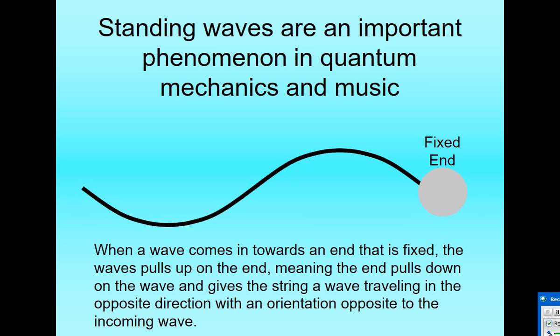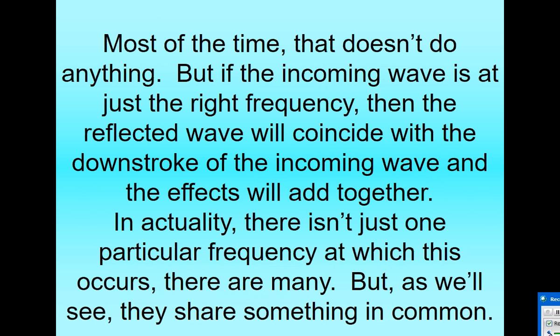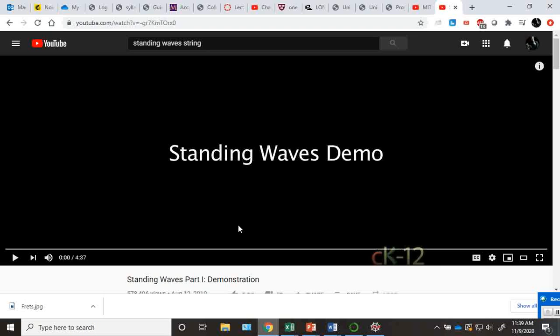Most of the time, nothing's really going to happen. But sometimes, if the incoming wave comes in at just the right rate, the reflected wave can interfere with the incoming wave constructively. So most of the time, nothing happens, but at just the right frequency, something does happen. And that something that we are talking about is called standing waves.